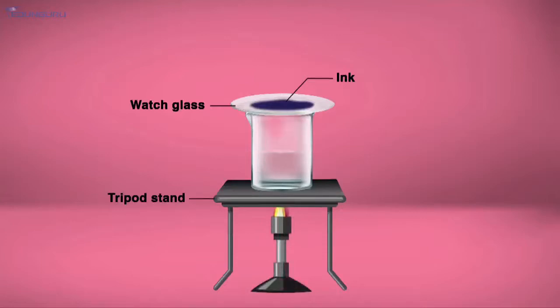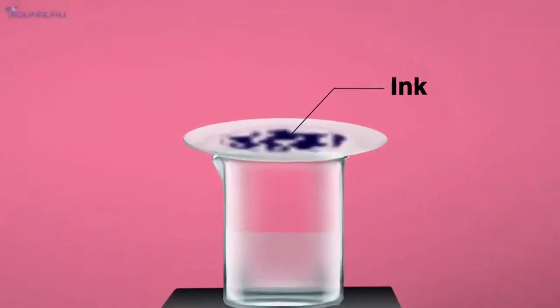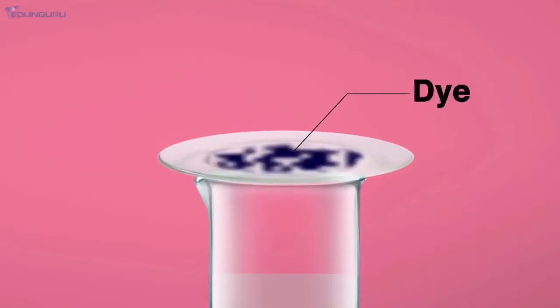On heating, the evaporation will take place, and the water, which is the solvent in the ink, will get evaporated, and we will get the dye in the watch glass. We do not use the direct method of heating for a dye because it will decompose the dye. So, we use the method of evaporation to separate the dye from the ink.